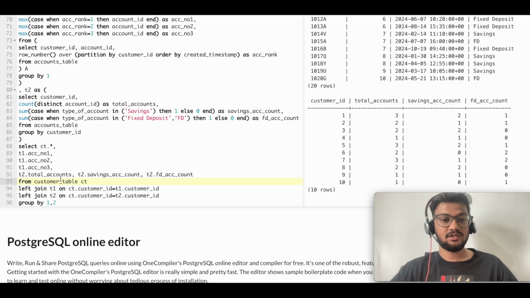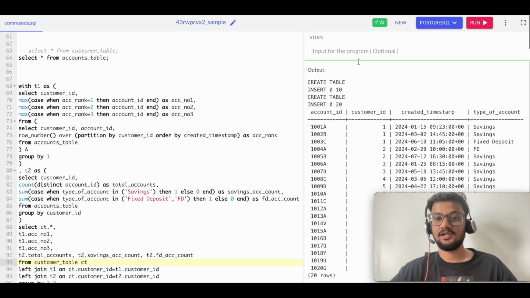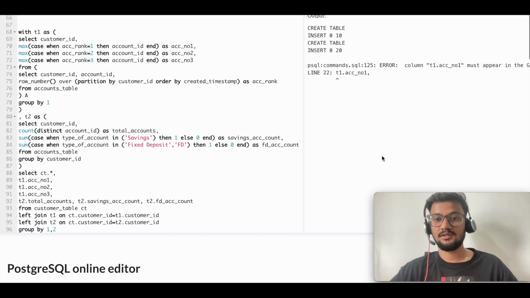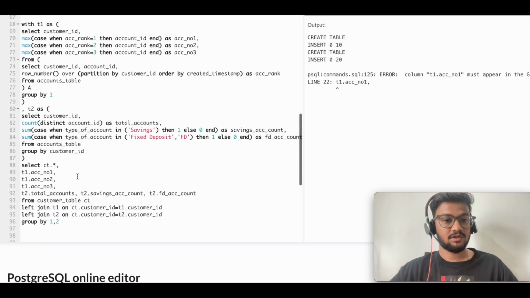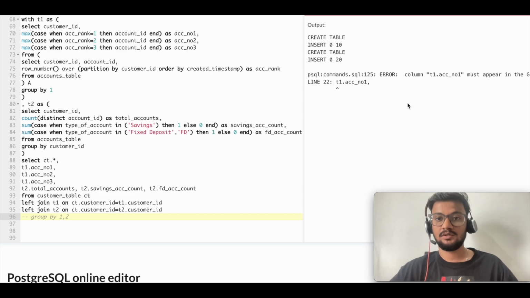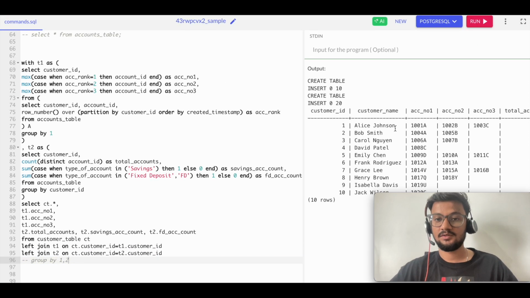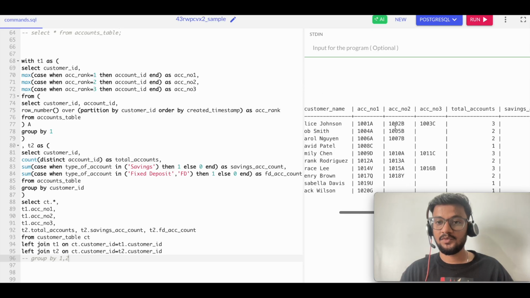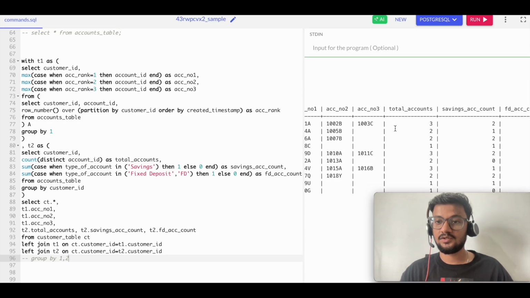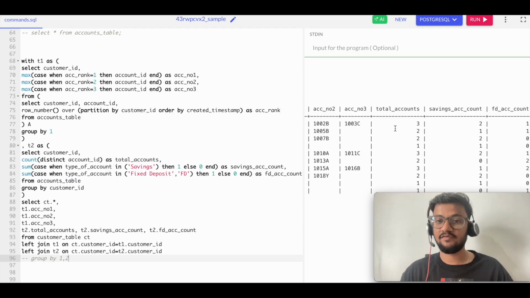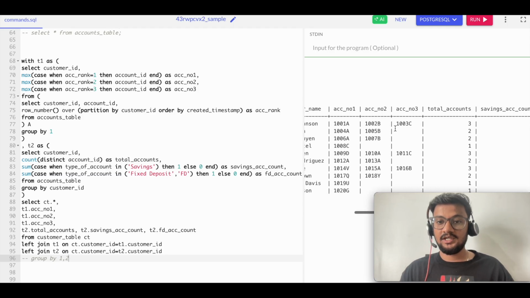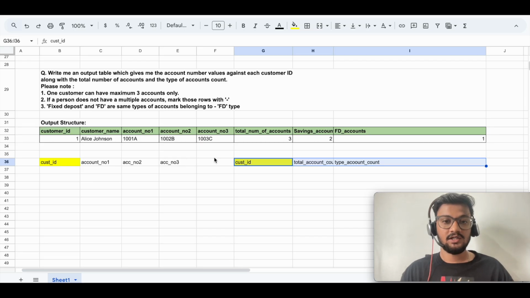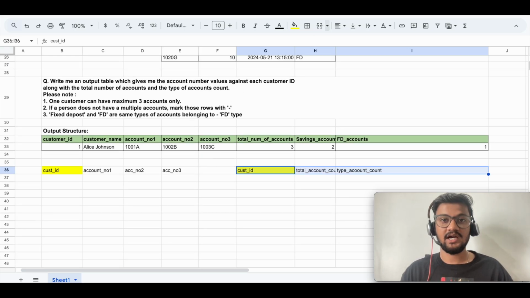Now there is still one point left. Let's see what that point is. Let's run this. T1 dot account number 1 must appear. Let's comment the group by for now. Yeah. So we are getting customer ID, customer name, the account numbers, the total accounts, savings accounts and FD account. Now what we are seeing here is blanks, and it was rightly mentioned in the question that the blanks need to be replaced with hyphen.